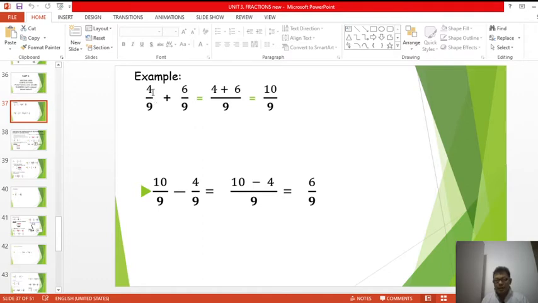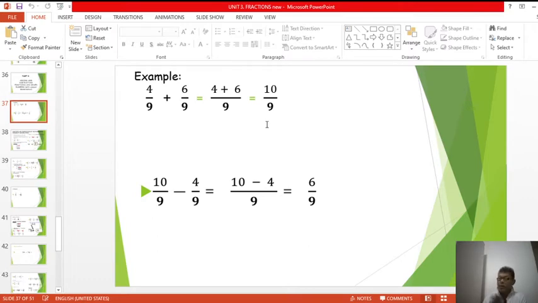Let's say this example is 4 over 9 plus 6 over 9. As you notice, we have the same denominator, right? So all you've got to do is copy the denominator 9 because they're already common, draw this line, and add up straightaway the numerators, which is 4 plus 6. So your answer will be 10 over 9. That is with fractions with the same denominator.